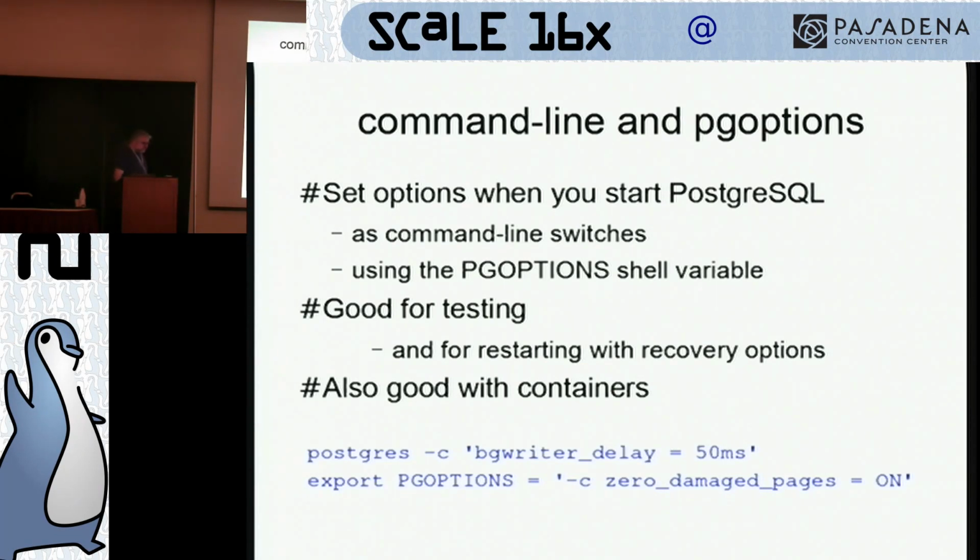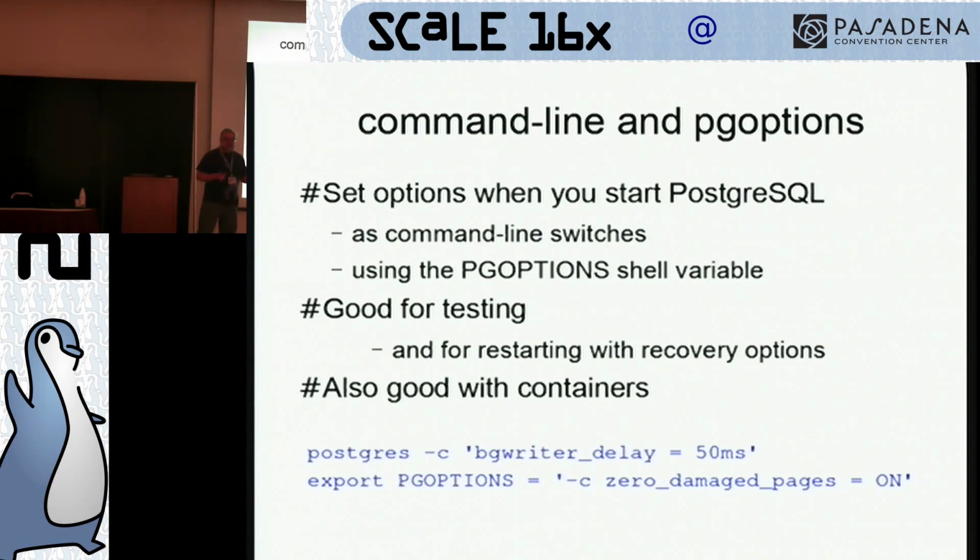You can set your configuration settings by setting them on the command line with Postgres. You start up Postgres and you set a bunch of settings on the command line. A little bit better is to set the PGOPTIONS environment variable, which will have all of those things in there, and those get supplied to Postgres on the command line.